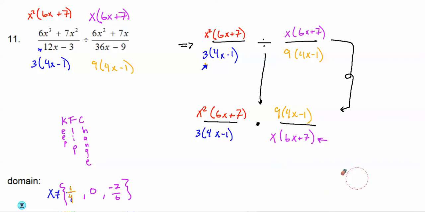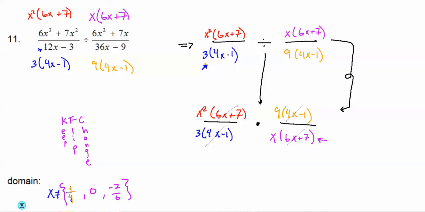I'm erasing this because it's possible that you could do this on the side, the restrictions, or you could answer that from what you know the pattern is going to look like. So based on this, I see a 6x plus 7 here. That's eliminated with this 6x plus 7 here. I see 4x minus 1 eliminating with 4x minus 1. Now what is left? What is left over?